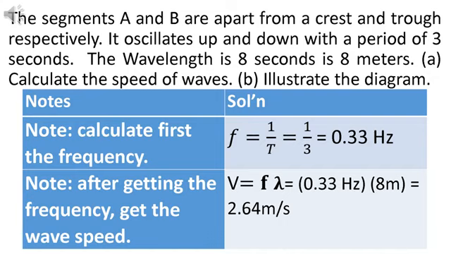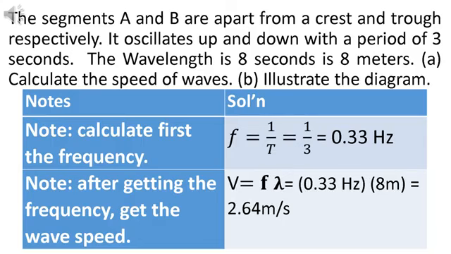First, ang una natin gagawin, calculate the frequency. What is the formula for frequency? We have frequency is equal to 1 over the period. Ano nga ba yung period natin? We have 3 seconds. So for frequency, 1 over 3, or 1 divided by 3, is equal to 0.33 hertz. Ayun na yung frequency natin.